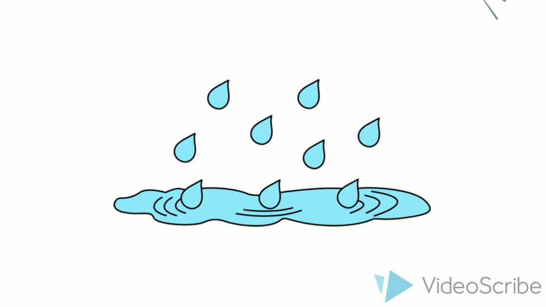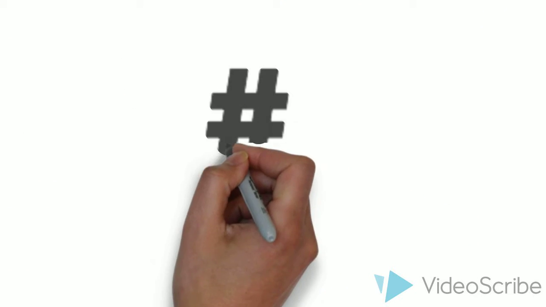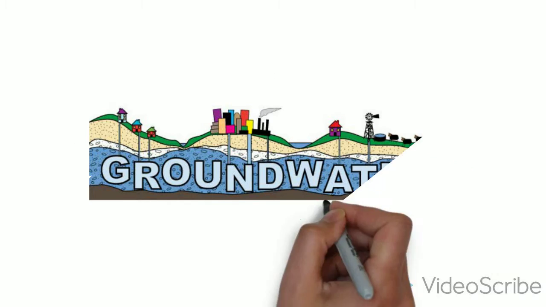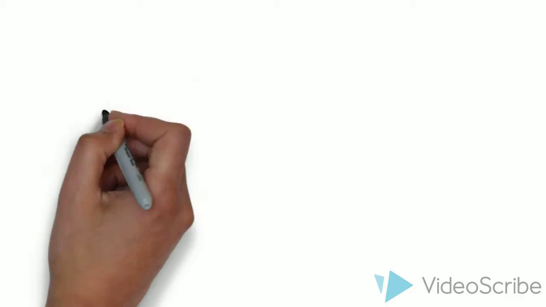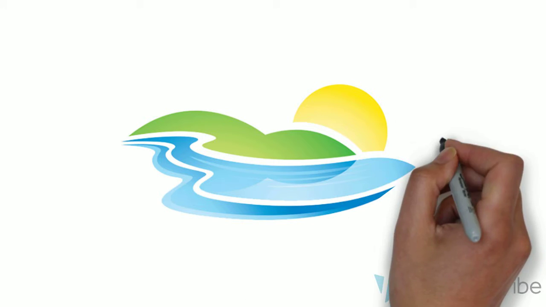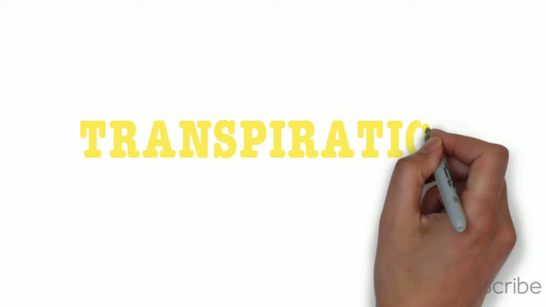Once the water reaches the ground, one of two processes may occur. 1. Some of the water may evaporate back into the atmosphere, or 2. The water may penetrate the surface and become groundwater. Groundwater either seeps its way into oceans, rivers, and streams, or is released back into the atmosphere through transpiration.